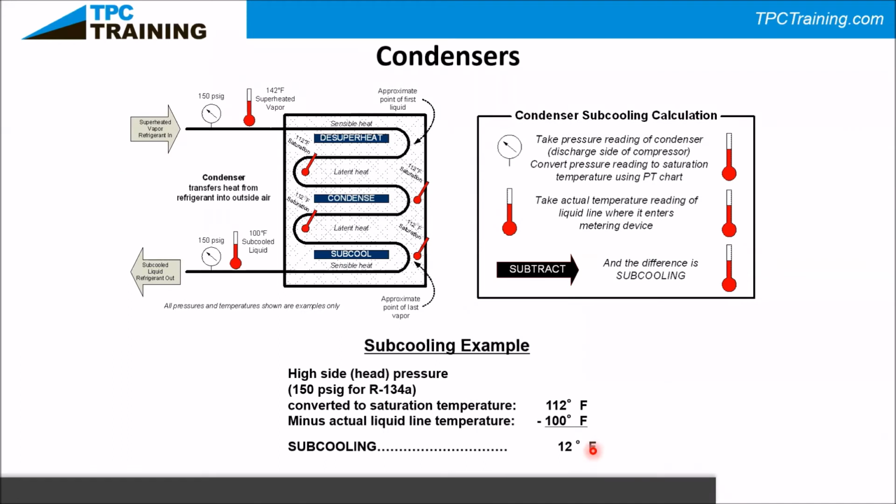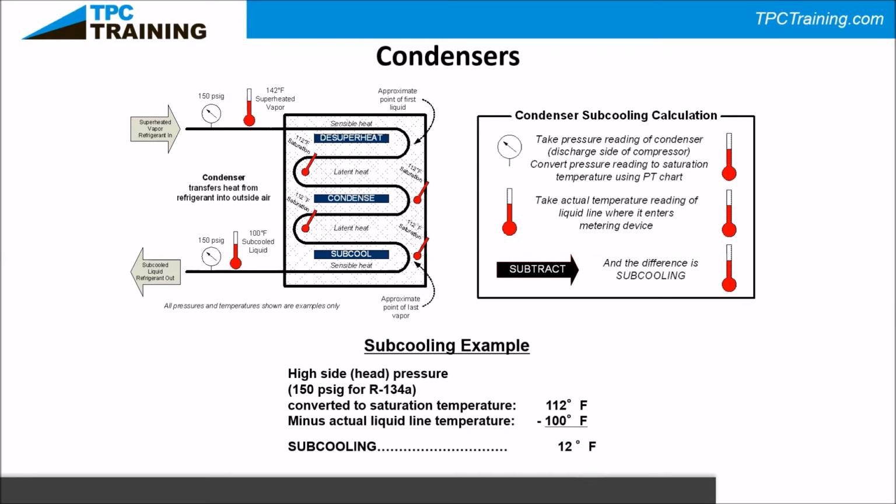The manufacturer will stamp it right on your data plate saying, hey, we would like to see this amount of subcooling for this unit. And the manufacturer's recommendation is always what you want to go by. If there's no manufacturer recommendation, 8 to 12 is a good guideline that'll work for you.